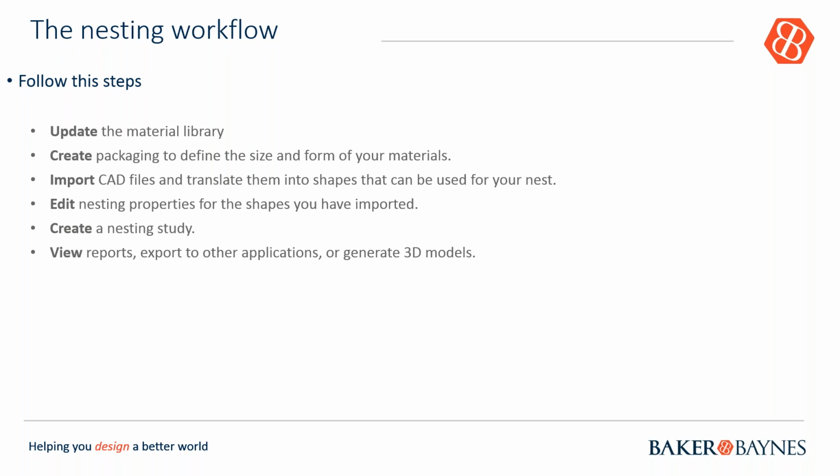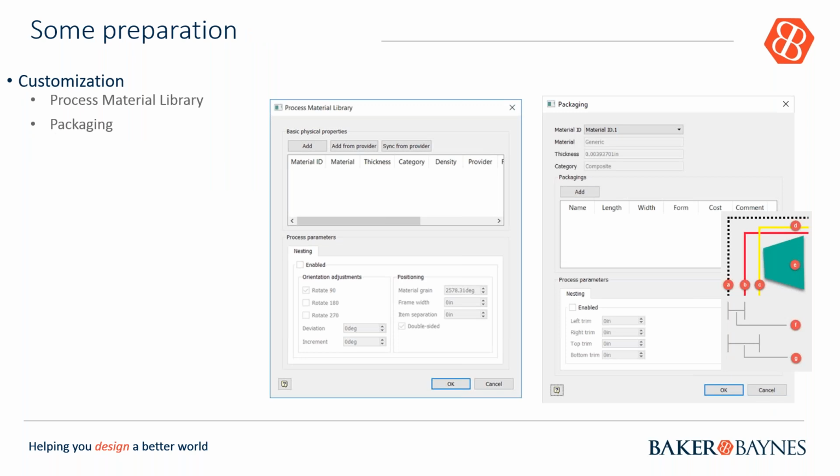And finally, we've got the report, where we can see the report of the nesting study that we've done. And we can also export this into other applications or generate a 3D model of it. Okay, if you look at the preparation side of it, so the customization you'll need there. You'll have to customize for packaging and also the process material library that you're going to be working off. So there's a little bit of customization to happen there. It's actually not customization of any software as such, it's more customization of the study that you're going to be doing.